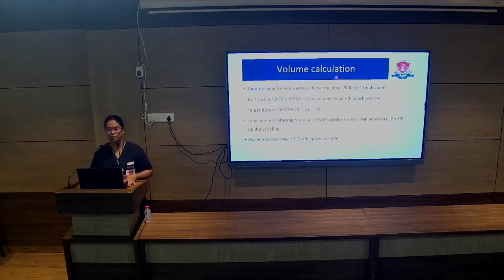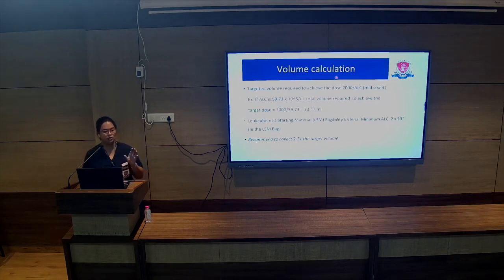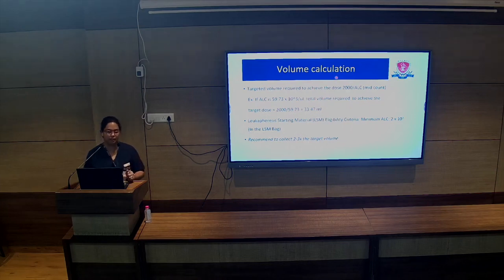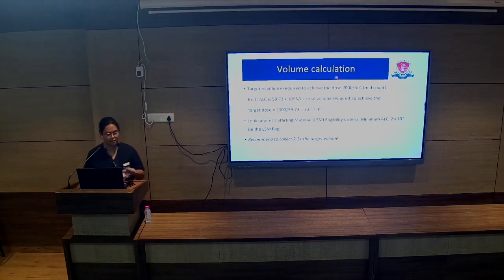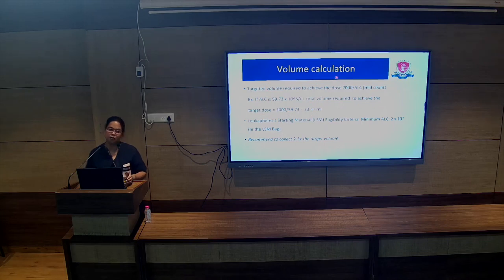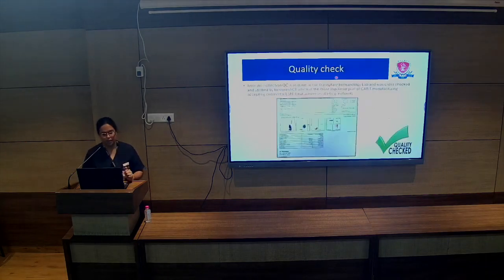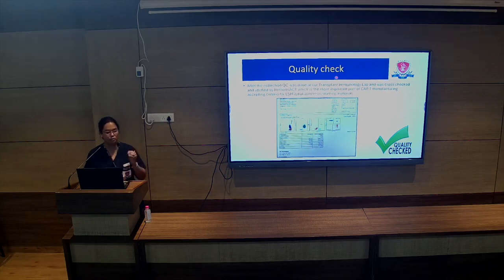Now when we are doing a procedure, we should define how much product needs to be collected. So the leukapheresis starting material, or the product that we are collecting, needs to have at least 2 × 10^9 lymphocytes in the collected product. To make sure that we have achieved this dose, we need to collect an adequate volume, for which we have a set formula, and according to that we collect the fixed volume. For this patient we have collected around 110 ml of the product. Now once the product has been collected, we need to do a quality check on that product, whether that product is adequate for the process or not.